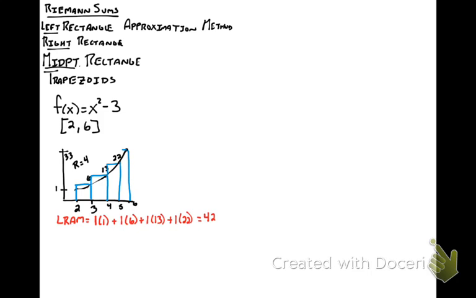Here it's 6. And hopefully you can see that in this case, since the function is increasing, the RRAM will be an overestimate, because we're going to have a little bit too much area.